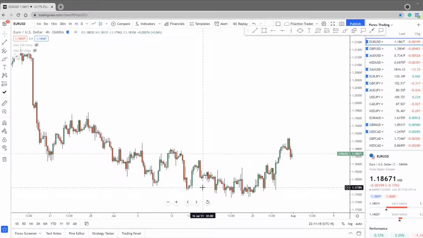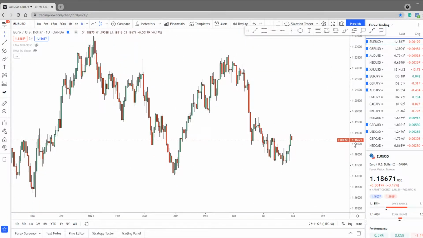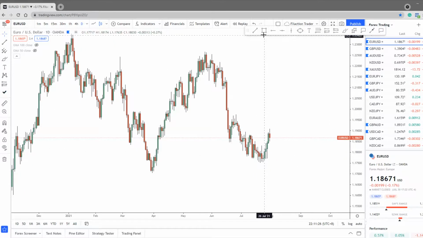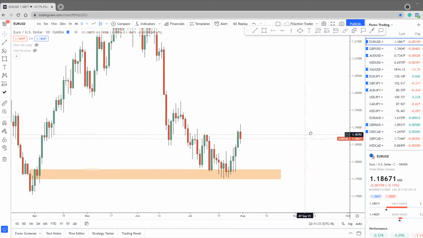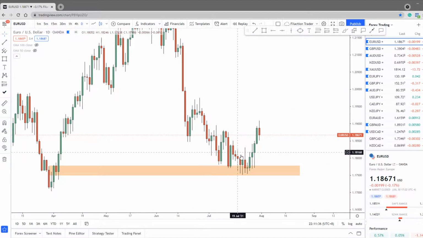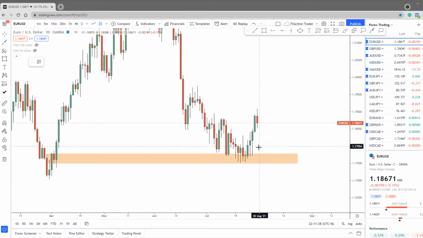So let us begin with Euro Dollar. Last week, we can see that the market had a strong rejection at the support zone at 1.17784. Initially the market was in a very strong downtrend and couldn't break through this support level, and we see a lot of weak rejections at this support zone. Meaning to say that this is a very strong key support zone in terms of the daily time frame.